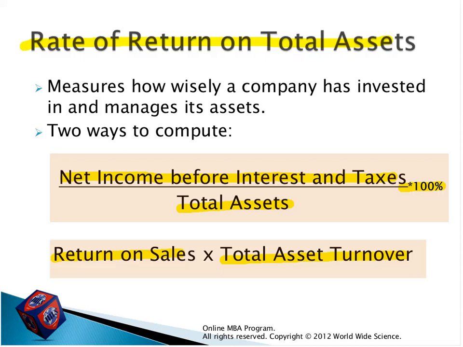So this rate, which is the rate of return on total assets, shows us how efficiently we use our assets. How did we invest? Do we have any kind of effective projects? How effectively and efficiently are our investment projects being used? This rate shows the picture of the effectiveness of your projects.